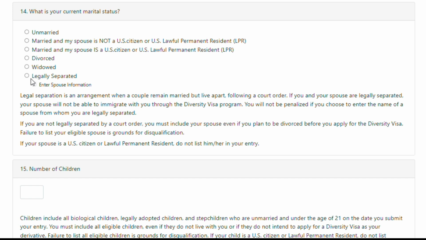Legally separated means that you are legally married with documents, but due to one reason or the other, you decided that you need to separate and you followed the legal procedures for separation and you have proof documents for that. That's when you select legally separated. And there is an explanation here about what I've just discussed.